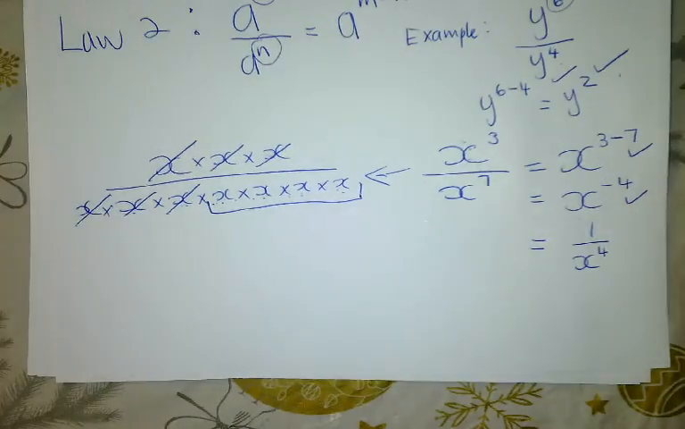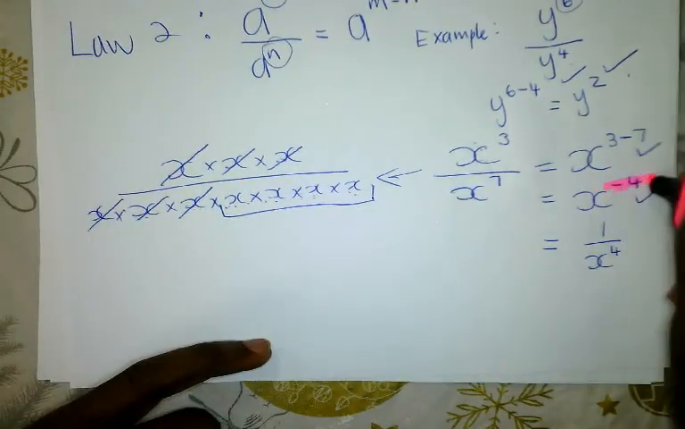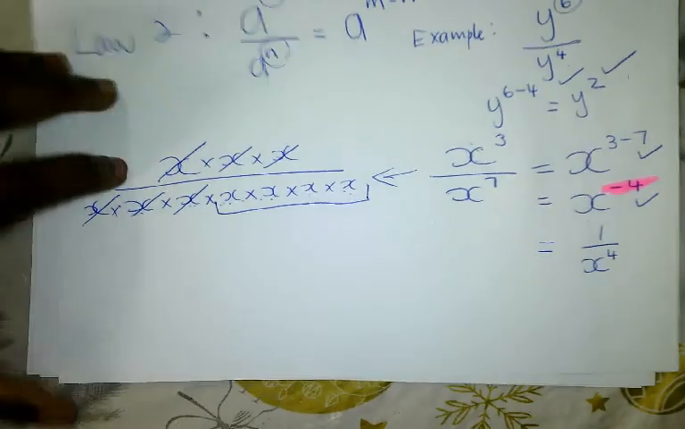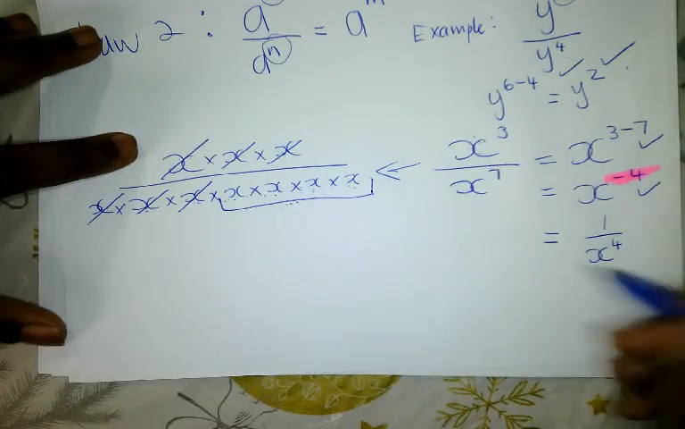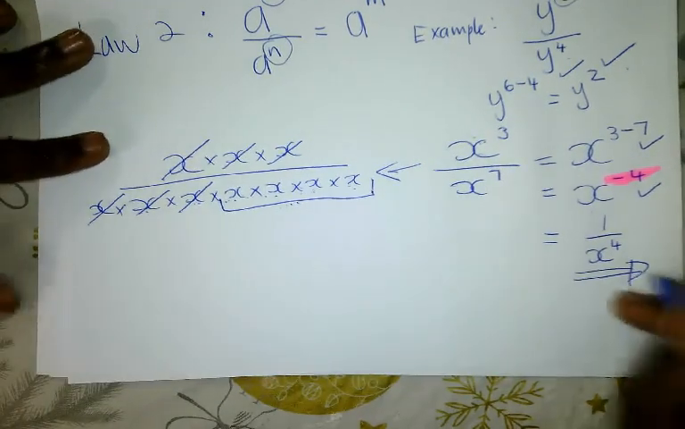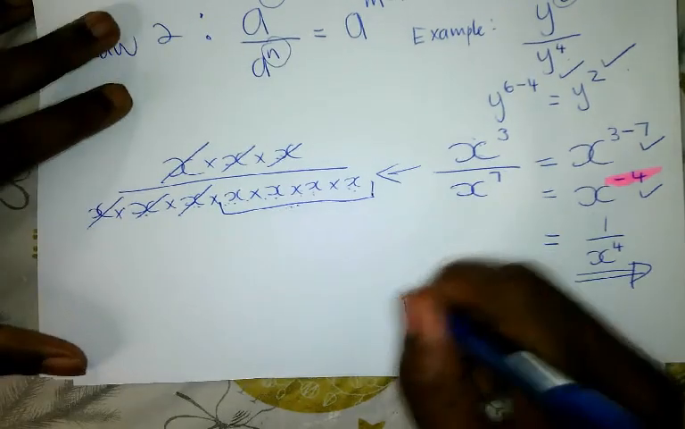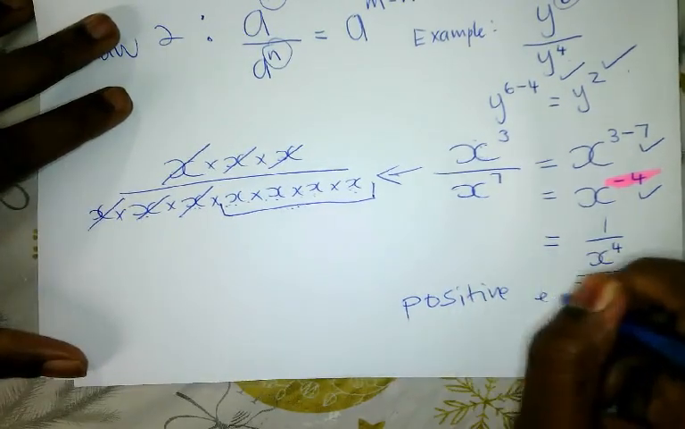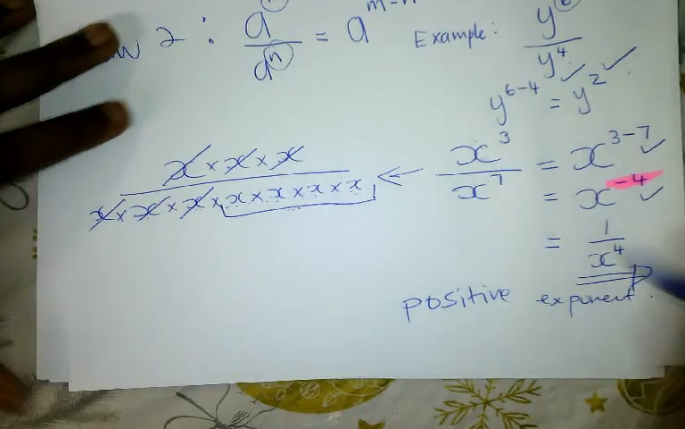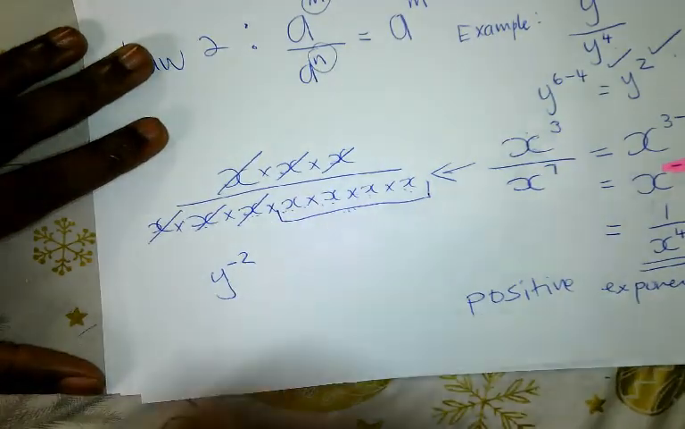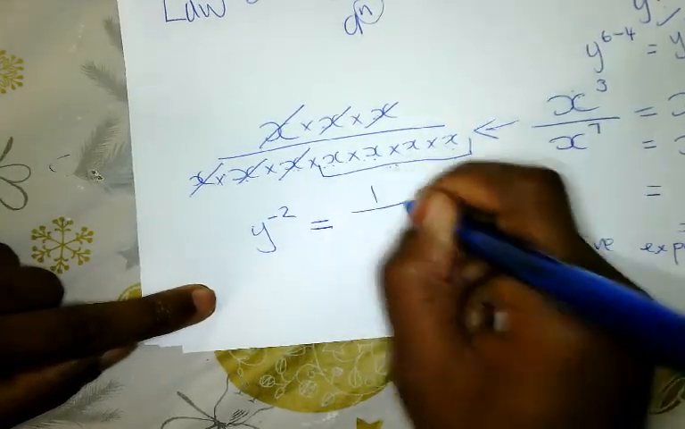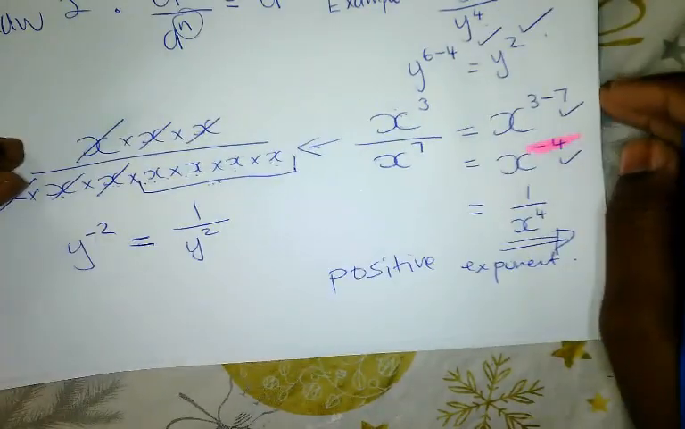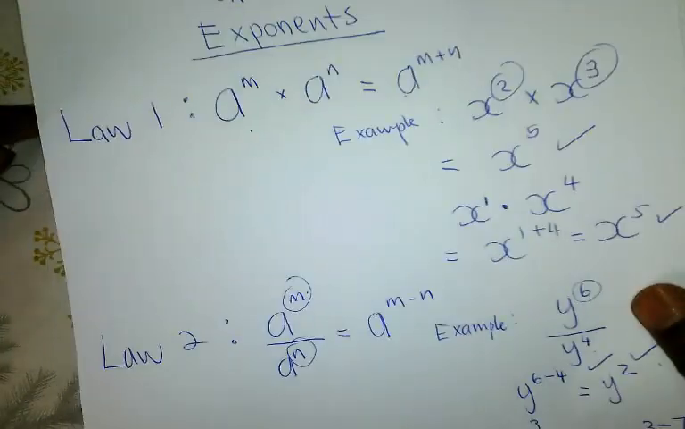Whenever you see a negative exponent there, it tells you that it has to be a denominator, a fraction. So we've got 4 x's at the denominator. That's why we write it like this. If they say leave your answer as a positive exponent, this is what you do. If you have a question like this and they say write it as a positive exponent, what is it going to be? 1 over y squared. Good, fine. That's law 1 and law 2.